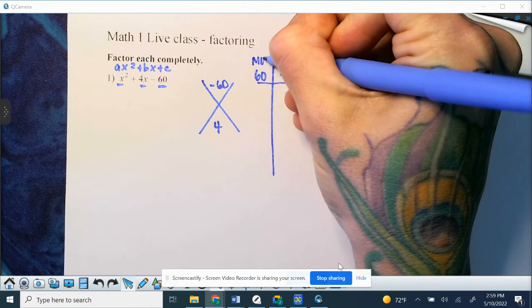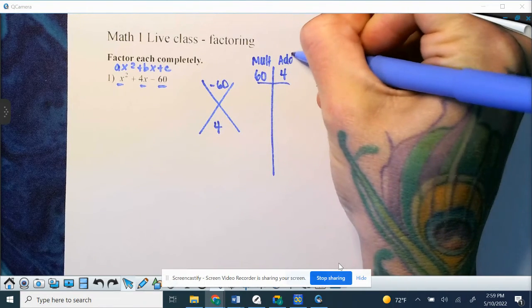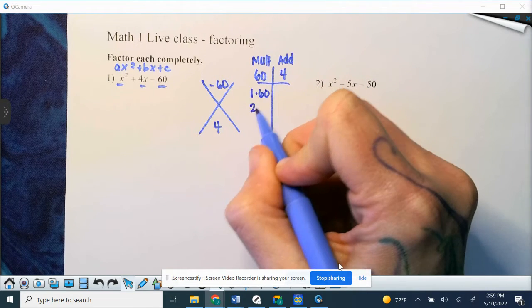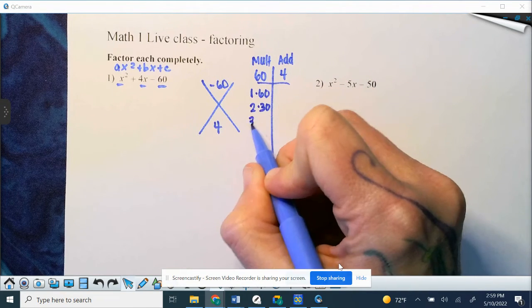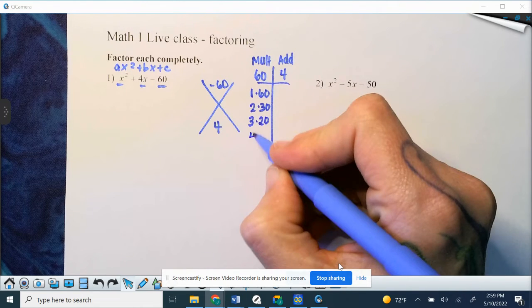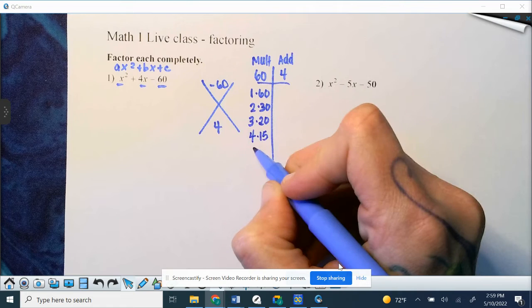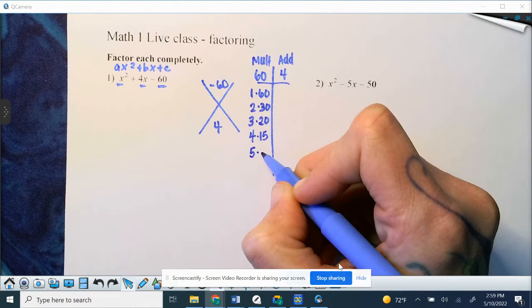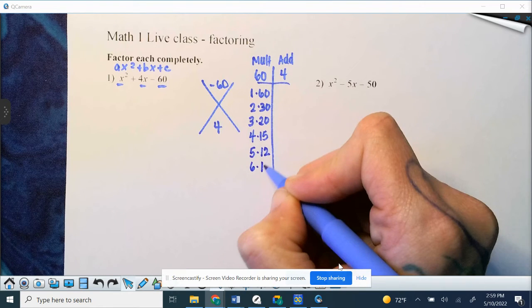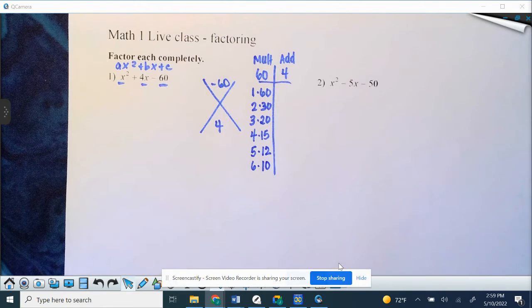So multiply, add. So if I have 60, I have 1 and 60, 2 and 30, 3 and 20, and you're just going down the line. 4 and 15, 5 and 12, 6, 10, 7's no good, 8's no good, 9's no good, and then we hit 10 again. So that means we know we have all of them.